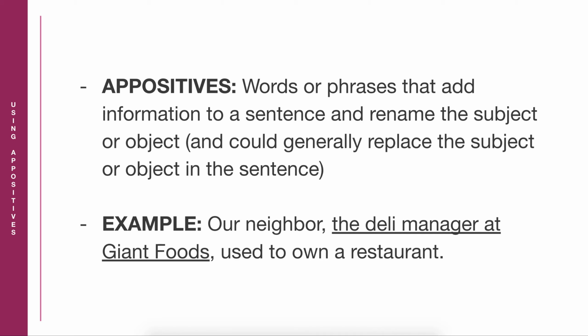So here's an example. Our neighbor, the deli manager at Giant Foods, used to own a restaurant. Now, in this sentence, the underlined portion is the appositive, and that underlined portion adds extra information to our sentence. We could just say, our neighbor used to own a restaurant, and that would make sense. But what we've done is we've added additional info so that our reader knows a little bit more about our neighbor. Additionally, as I was mentioning before with renaming the subject, now we not only know that he's our neighbor, but we also know that he is the deli manager. And so we get that extra information.